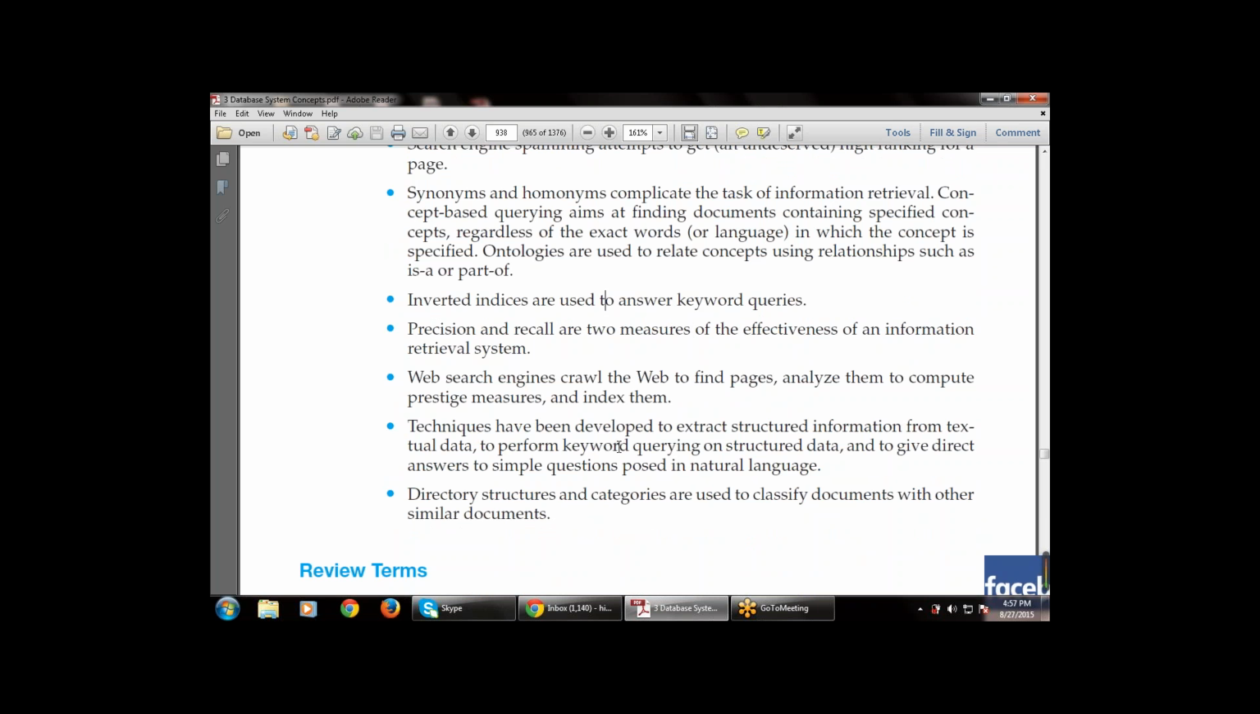Then next, directory structures and categories are used to classify documents with each other. So the classification of documents is related with each other, and the answers to simple questions posed in natural language can be found this way. Directory structures and categories are used to classify documents with other similar documents also.